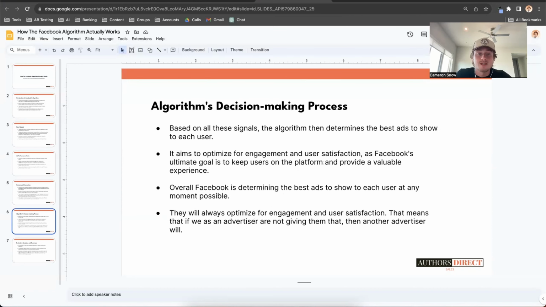Now, with the algorithm's decision-making process, based on all these signals, the algorithm then determines the best ads to show to each user. Obviously, like we've been saying, it's going to optimize for engagement and user satisfaction. That's Facebook's ultimate goal. That's all that they care about, is providing a valuable experience to the users and obviously keeping them on the platform as long as possible. Now, overall, Facebook is determined to show the best ads at any moment possible to the right users. And that means that they're always going to optimize for that engagement and user satisfaction. And that means that as an advertiser, with the millions of other advertisers as well, if we're not doing that, someone else will. So we want to be in that group that is giving them a positive experience.